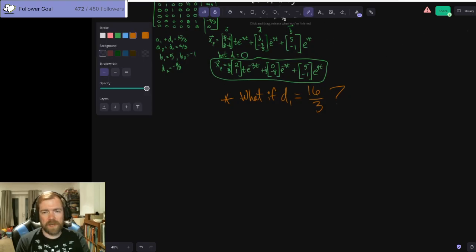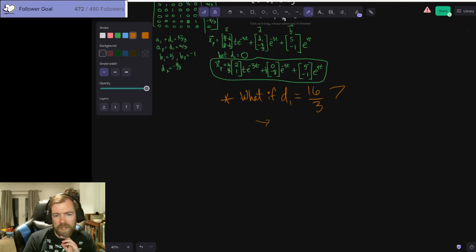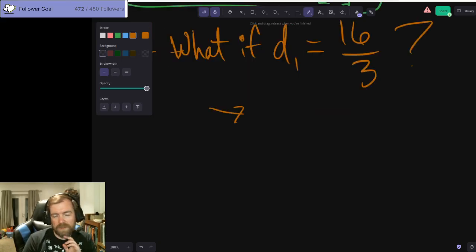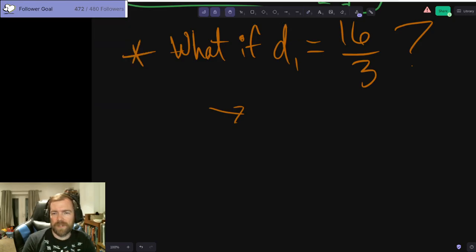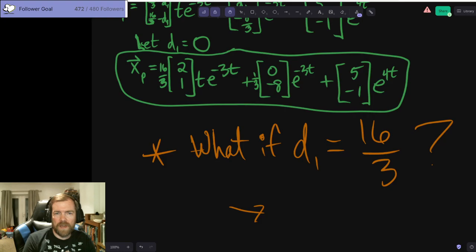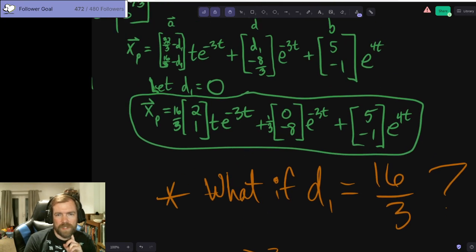Yeah, so I was just thinking about this. This is the birthday problem. The issue that we have is that we were saying let d1 be equal to 0 in order to set our first eigenvector, essentially, to be the 2, 1 that we wanted over here. And d1 being 0 is just much easier, so let's do that.